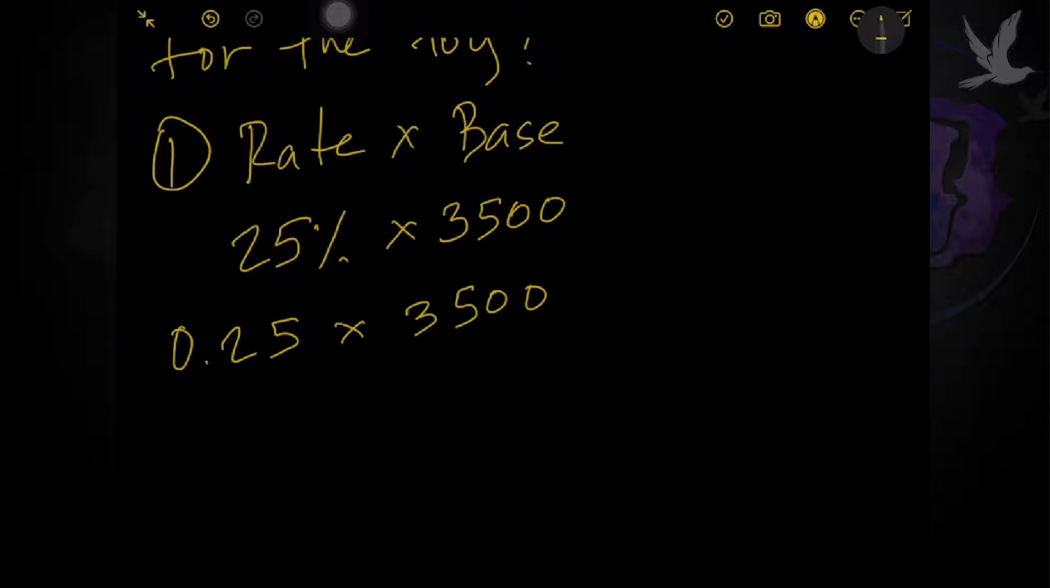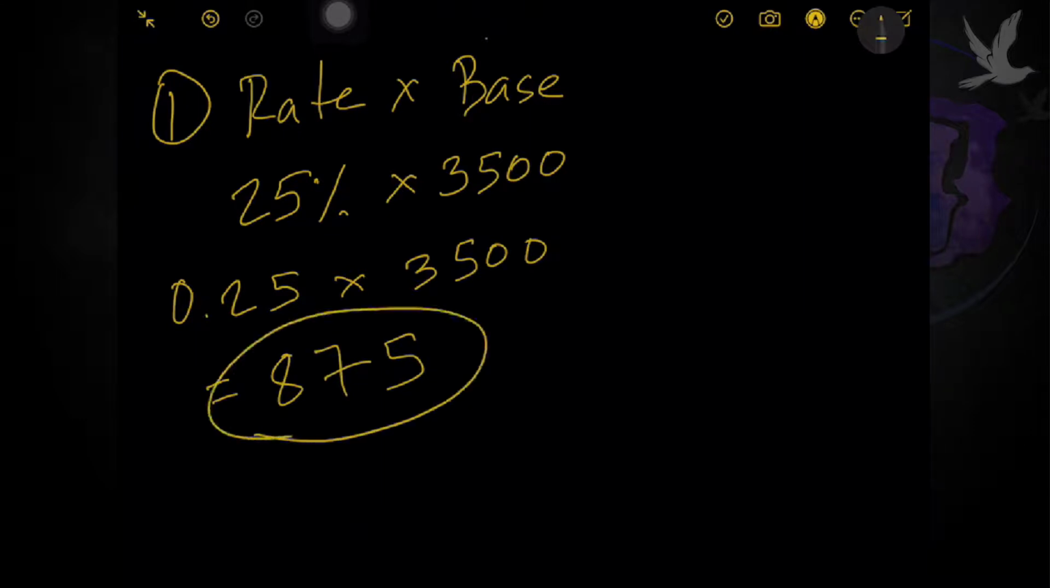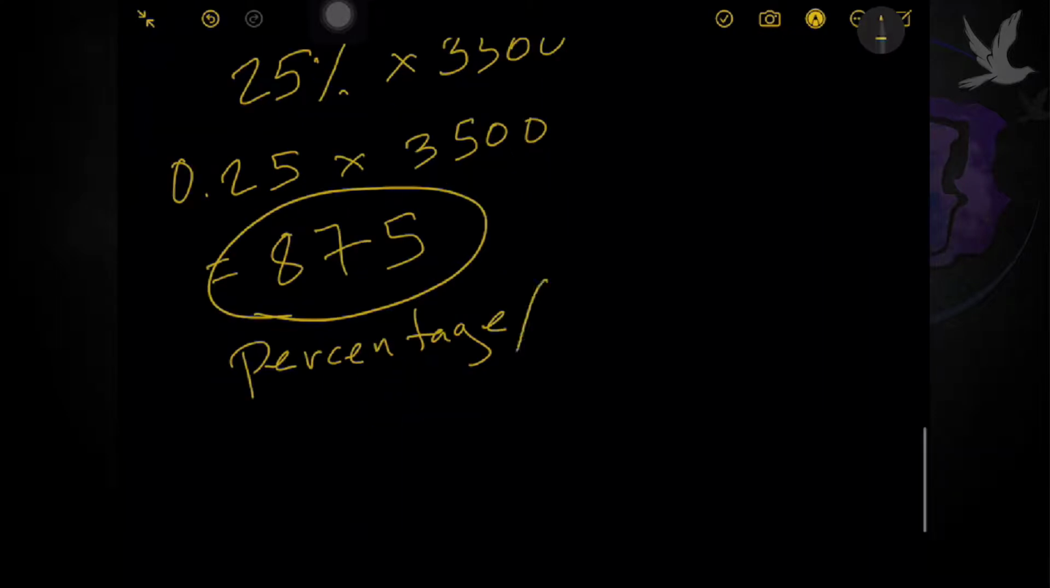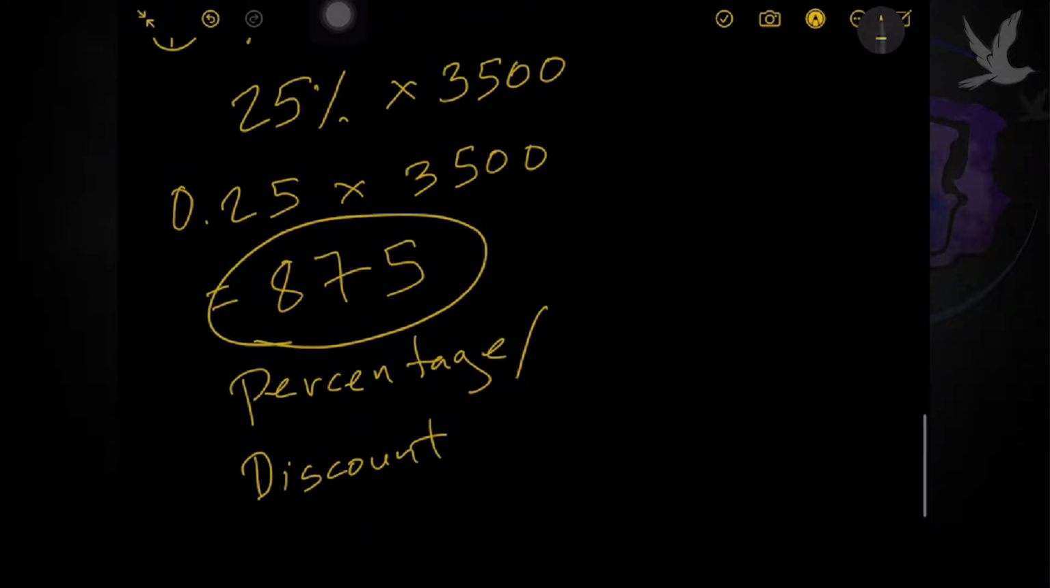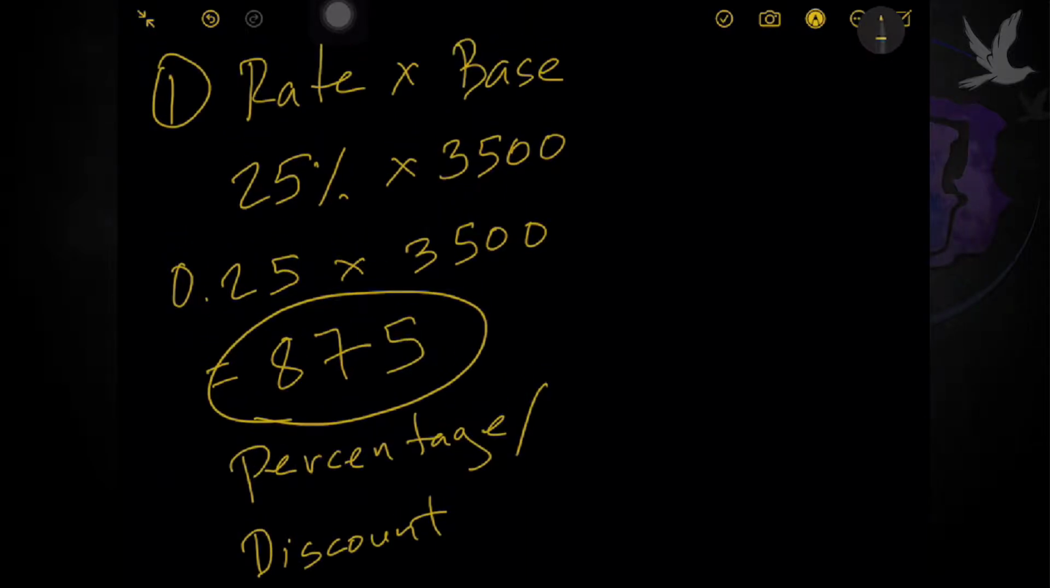Okay. Using your calculators, I assume that you are already done using your calculators. So, dapat may sagot na kayo dito. And the answer is 875. Okay. Itong 875 natin is our percentage. Okay? Or, like yung kanina nga, is the discount or the amount of money that is going to be removed from the original price.